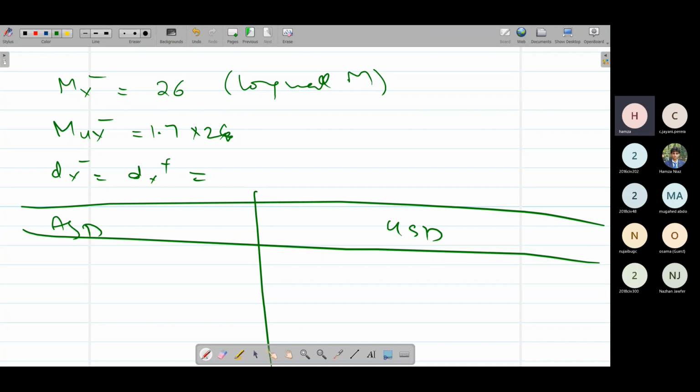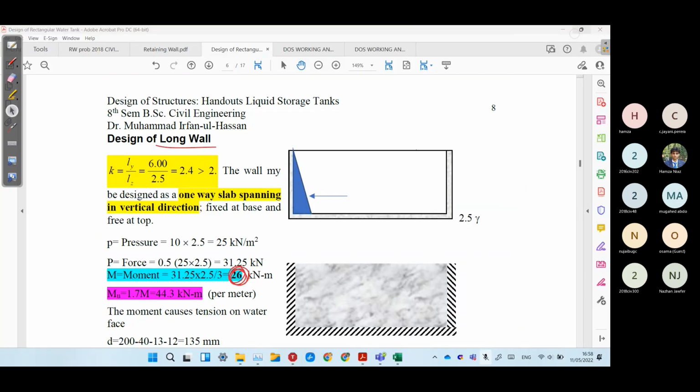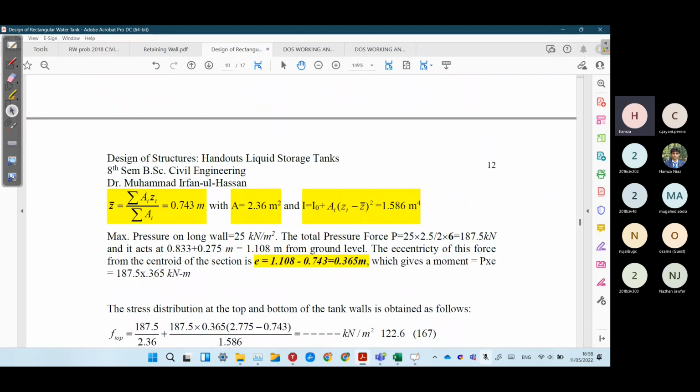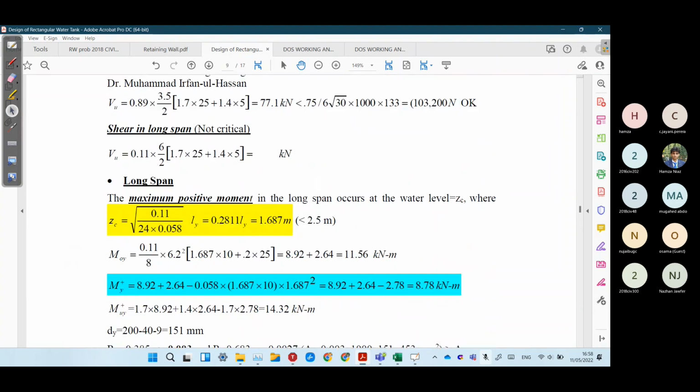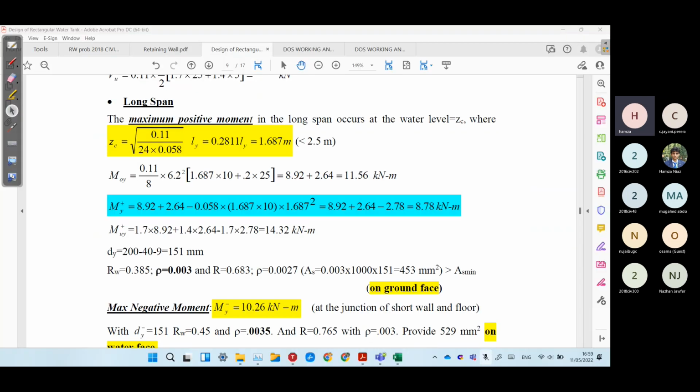Any issue in this short span? No. So the last thing is the long span. The very last thing is the long span. Again, in the long span, we have to design the My positive and My negative. But the long span is the Y span. So we are going to design two moments in this case as well: My positive and My negative.